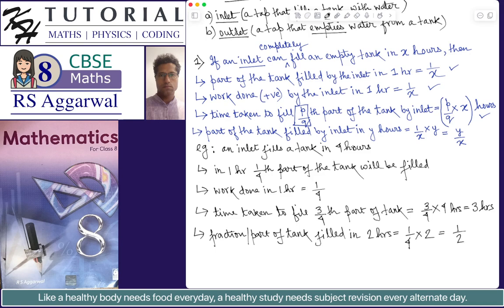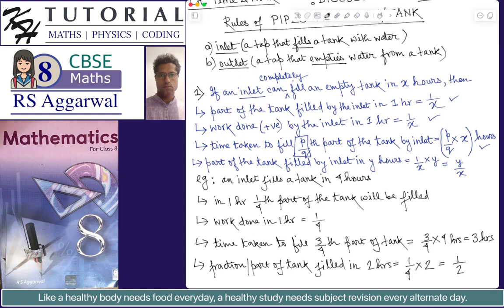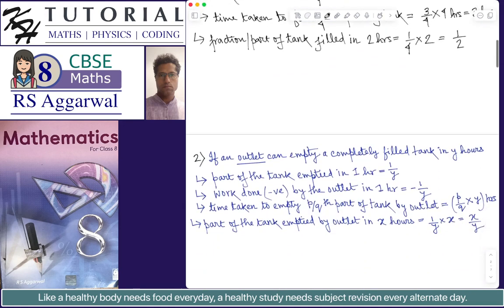So it is quite obvious that if in 4 hours the inlet can completely fill an empty tank, then in 2 hours it will only fill half of the tank. I hope this example gives a little more clarification of the results that we discussed in rule number one. Rule number one is talking about the inlet tap. Okay. Now rule number two is about the outlet tap.